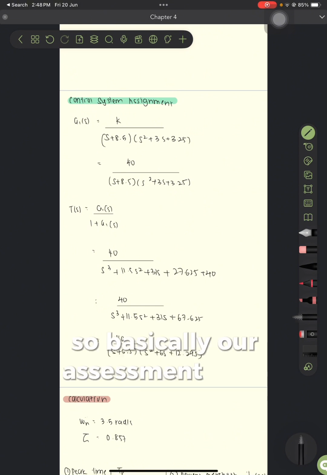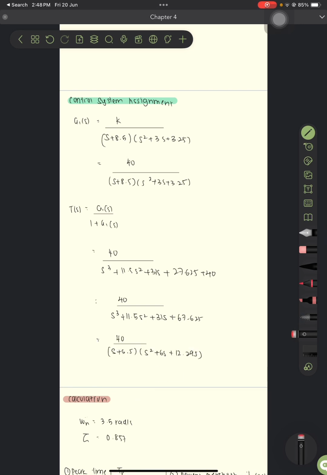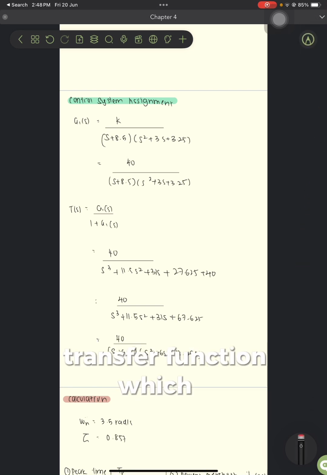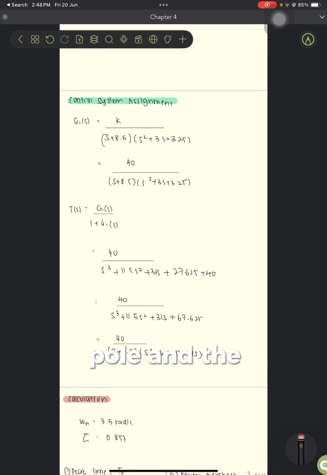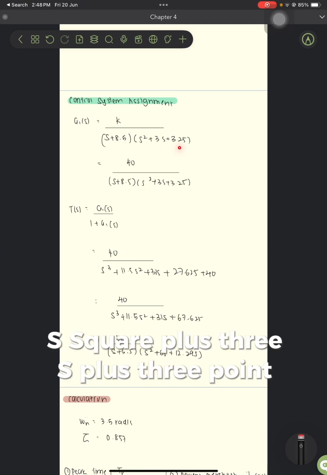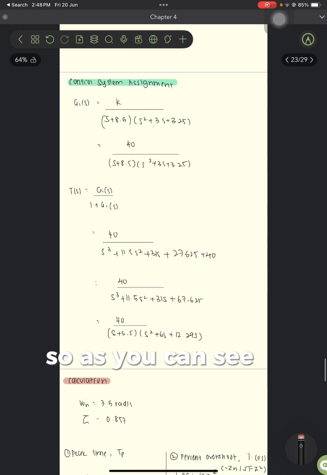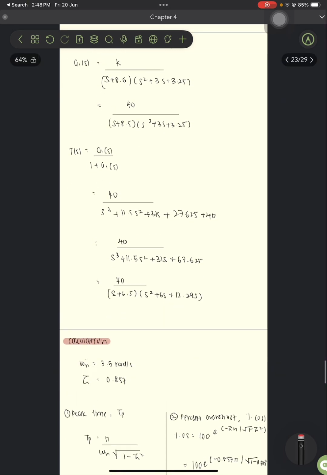Basically, our assessment has given a transfer function G(s), which has K in the numerator, and the denominator is (s + 8.5) multiplied with (s² + 3s + 3.25). As you can see in the assignment, they have given us a value K equals 40, which I have substituted over here, and this is my G(s) transfer function.